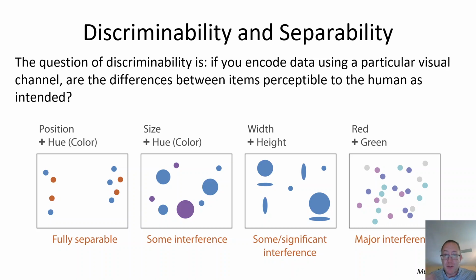Width and height, I can encode two different dimensions with that. I don't get a pop-out effect, but I am encoding by height, I'm encoding by width. I can encode two different dimensions with size and hue, right? I can separate those things out. And I get pop-out effects when I get them fully separable. I can get pop-out effects in one dimension or another. If I have some interference, I don't really get a lot of pop-out effects, but I can still differentiate them. And if there's major interference, don't do it, right? I cannot encode hue, so colors of the rainbow, and saturation at the same time. Can't do it. Doesn't work.